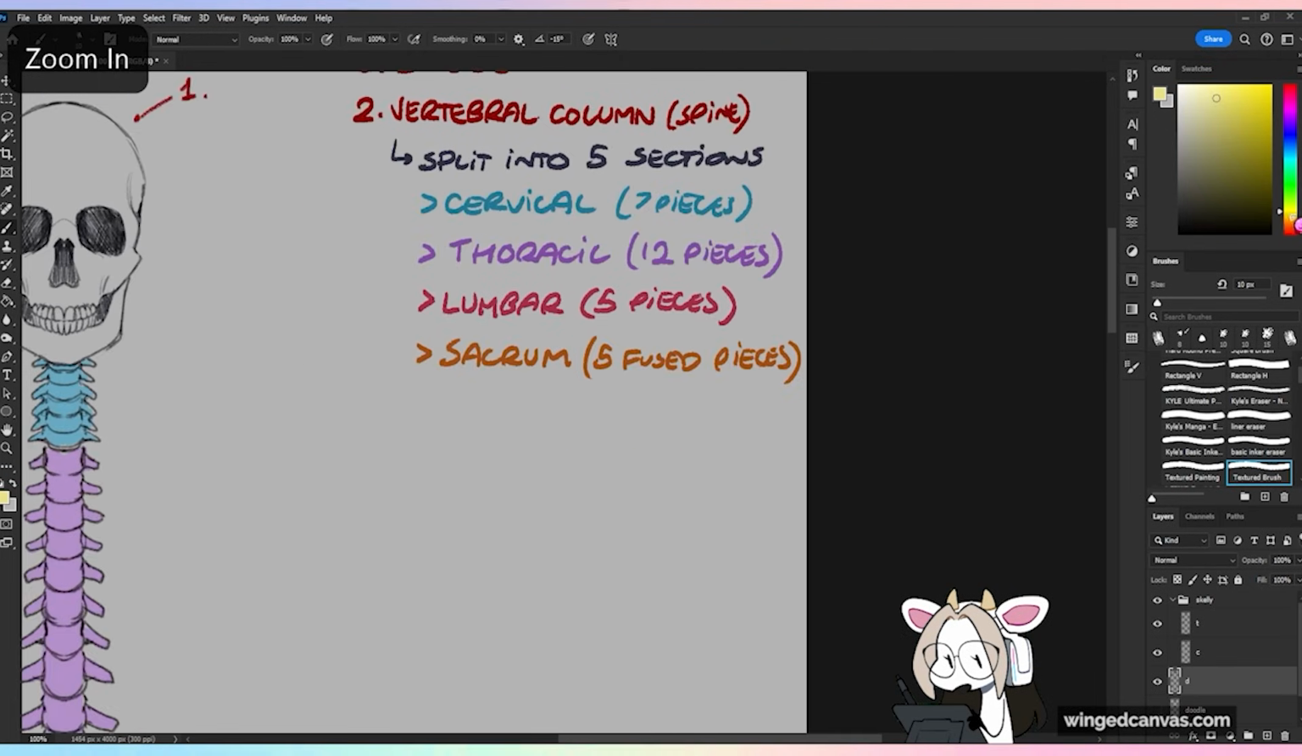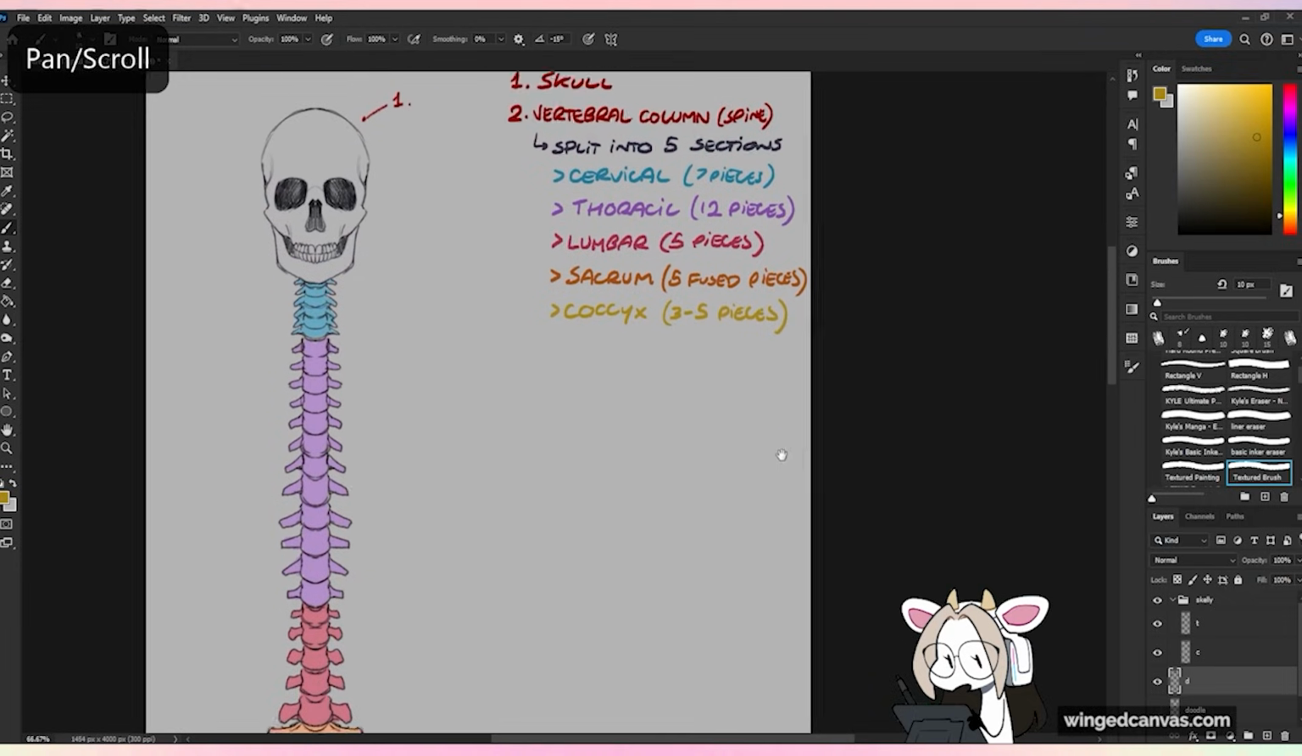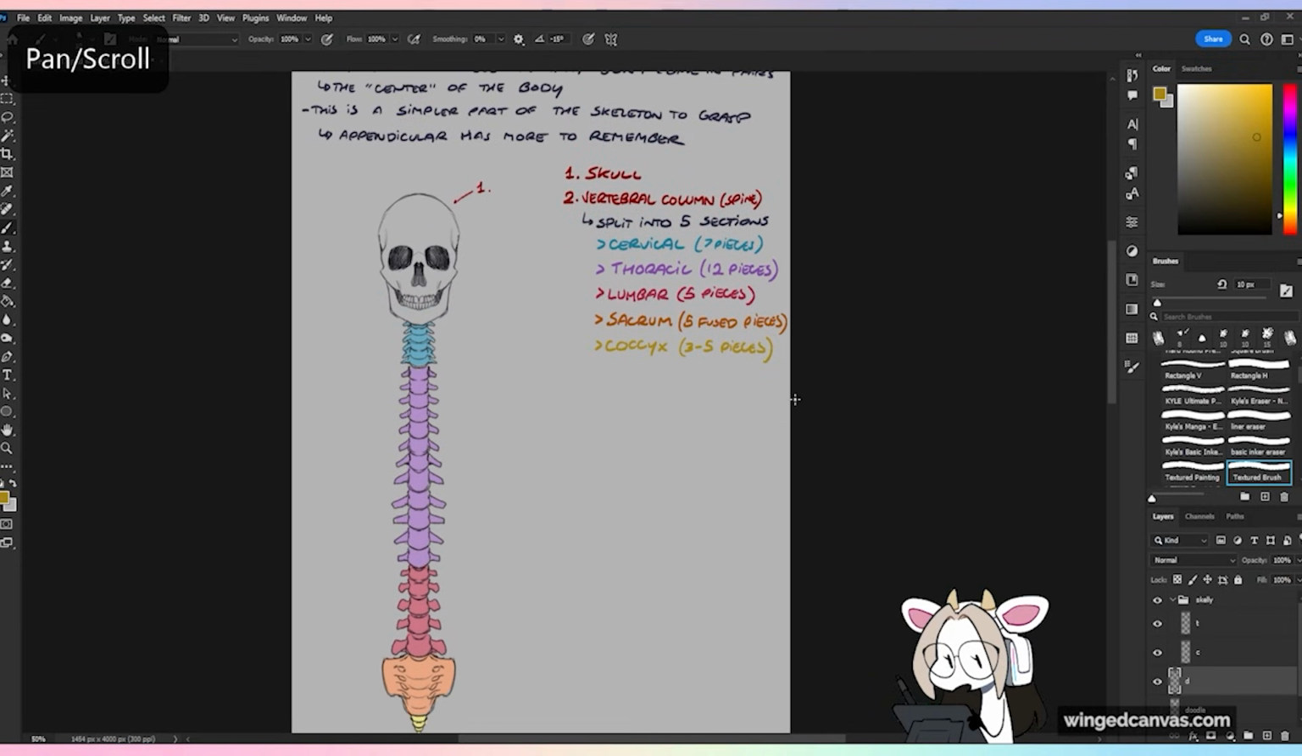And you've got this funny little guy down here, which is called the coccyx, which is 3 to 5 pieces, because it can change per person. Alright, so we've got the vertebral column, or your spine, which is split into 5 different sections.